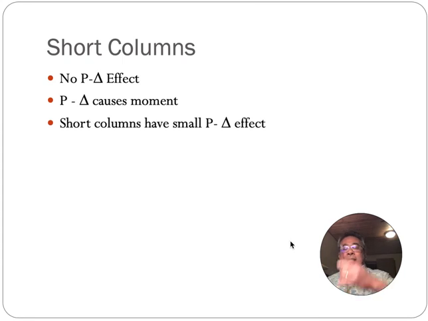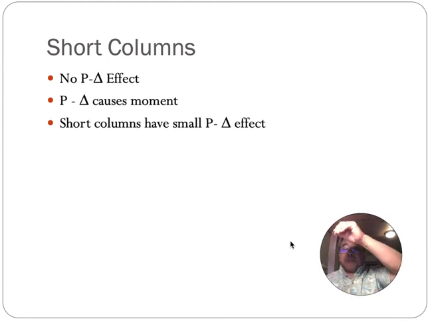But anyway, having this axial load move over and then causing a moment, P times delta, it's an extra moment, and that's called the P-delta effect, P times delta. That only happens if you have something very slender like this.